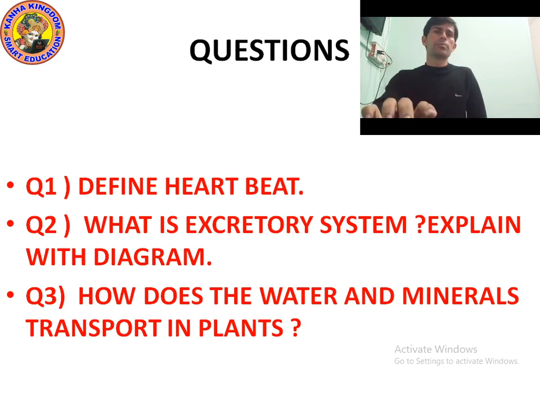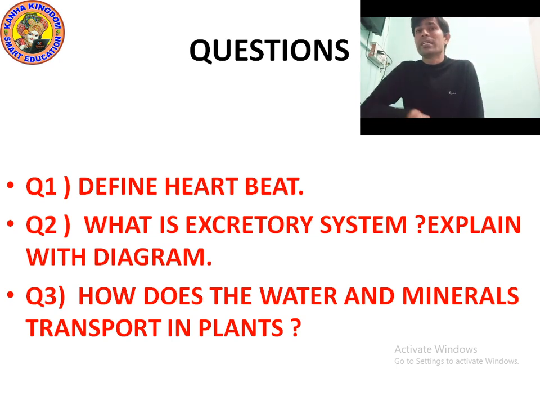Okay. Question number two: what is excretory system? Explain with diagram. Yes, excretory system is a system which removes the waste material from our body. Yes, the waste which is present in the blood has to be removed from the body. It is done by the excretory system. Okay, so in the body, kidneys are present. When the blood reaches the kidney, it contains useful and harmful substances. The useful substances are absorbed back into the blood, and waste dissolved in the water is removed in the form of urine.